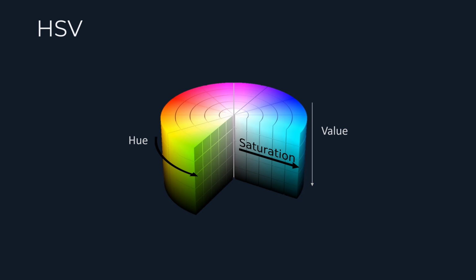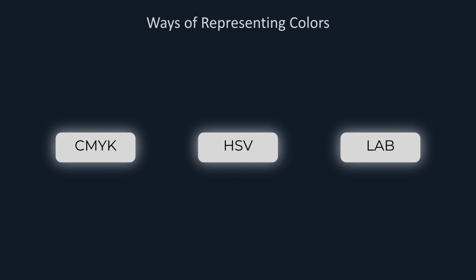Hue indicates the type of color spectrum, from red, green, blue, etc. Saturation describes the intensity of the color, from pure color to gray. Value or brightness indicates the brightness of the color. Visualization tools in image editing software often utilize HSV because it aligns more closely with human understanding of color. And the last color space that I want to cover today is LAB.